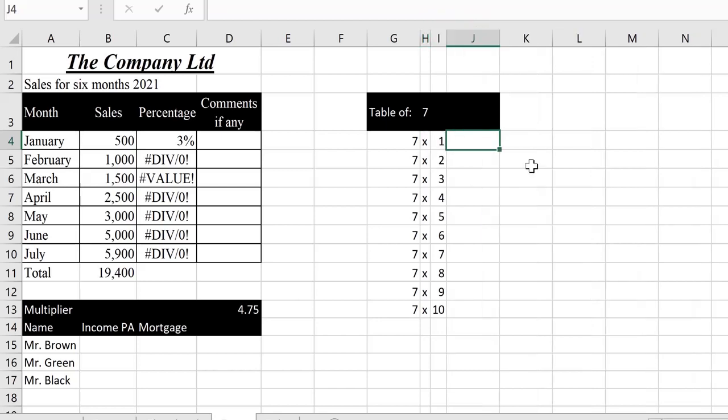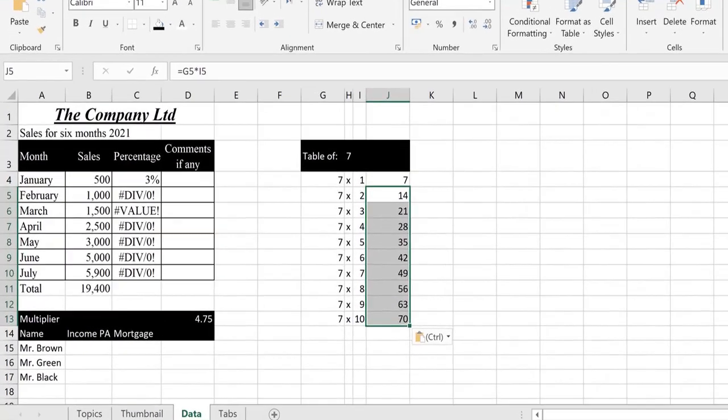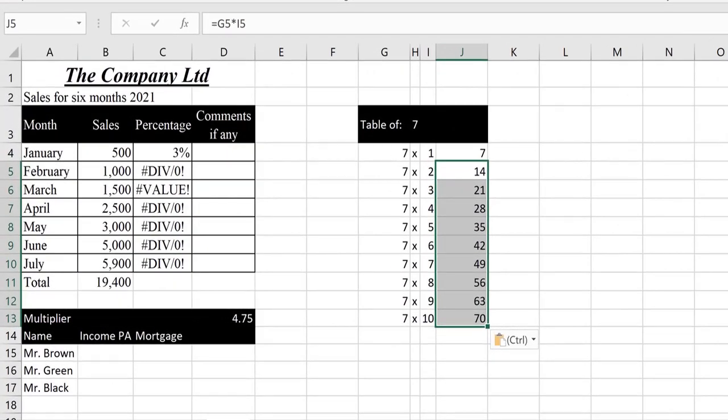So in this cell we need the multiplication of 7 times a static 1. So 7 times 1 is 7. Now we want to fill it down to the remaining part, and we need to double click the black plus sign and it fills it out. Filling the series can also be done with the help of copy paste.